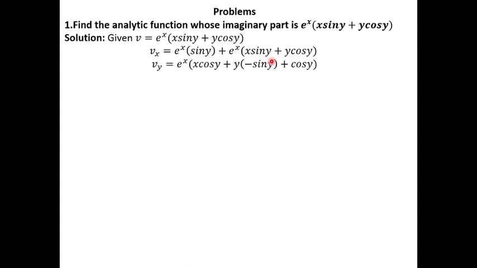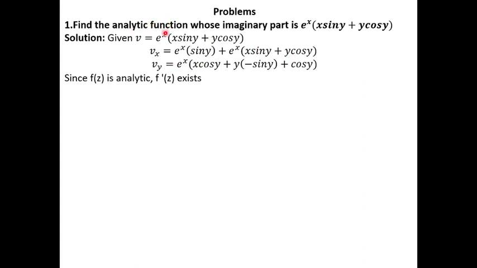And now write differentiation of v with respect to y. vy is equal to e power x is a constant function, so take outside, remaining is x sin y plus y cos y. Now apply the differentiation for only the bracket function, that is x into differentiation of sin y is cos y, plus y. Now again apply product rule for these two. y, differentiation of cos y is minus sin y, plus cos y into 1. Simplify.